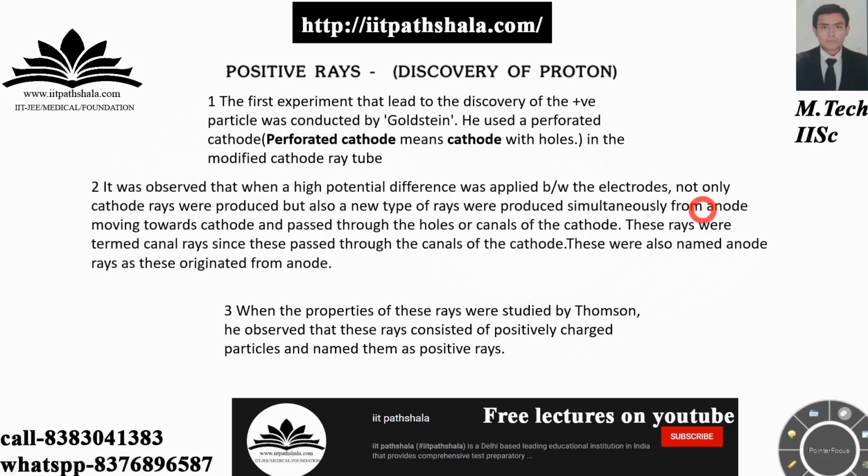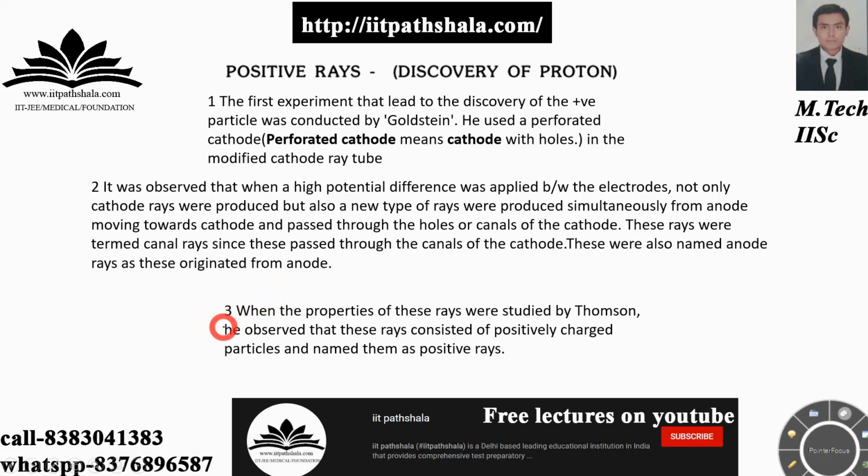Now it was observed that when a high potential difference was applied between the electrodes, not only cathode rays were produced, but also a new type of ray was produced simultaneously from the anode, moving towards the cathode and passing through the holes or canals of the cathode. That's why these rays were named canal rays, because they were passing through the canals, guys. Since they pass through the canals of the cathode, these were also named anode rays, as they originated from the anode itself.